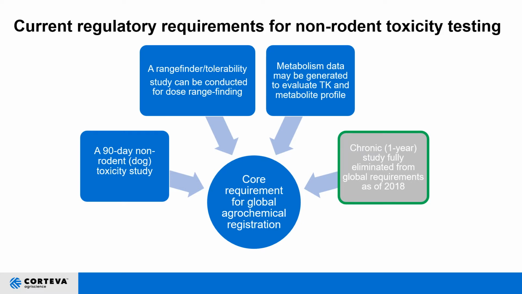As part of the core requirements for global agrochemical registration, a 90-day non-rodent toxicity study, typically using the dog, is conducted. As part of this requirement, a rangefinder and tolerability study can be conducted to select dose levels and to determine the short-term toxicity profile. Metabolism data may also be generated in the dog to evaluate TK and also determine the overall metabolism profile. Since 2018, the one-year toxicity study in dogs is no longer a default global testing requirement.